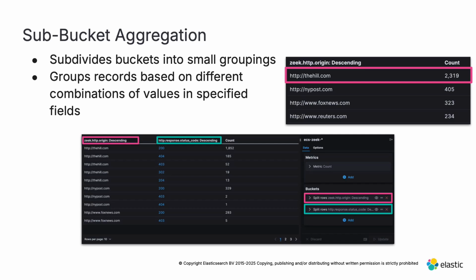Now when we add a subbucket within the HTTP origin field, let's say I want to see the response status codes. This is going to allow us to display the individual HTTP status codes per the origin request. Doing this shows a status code of 200 for the site, thehill.com. This had the highest number of documents.